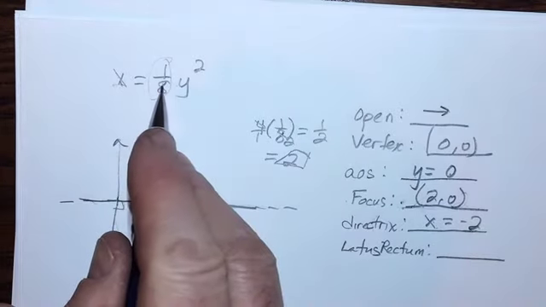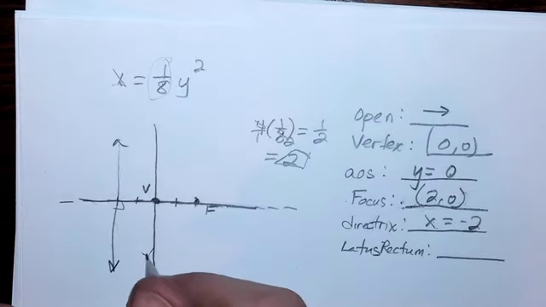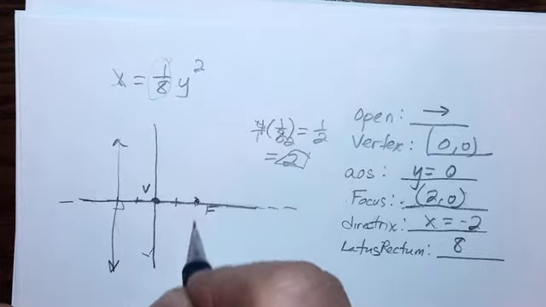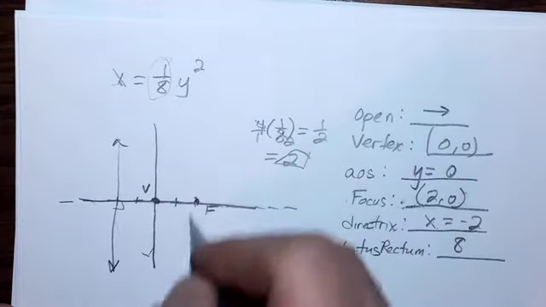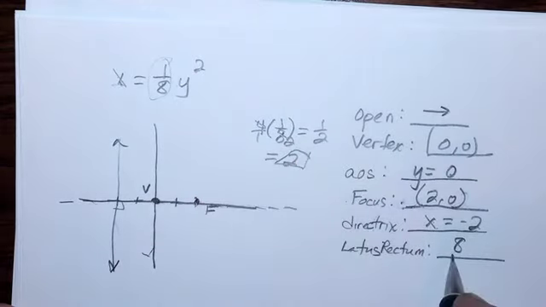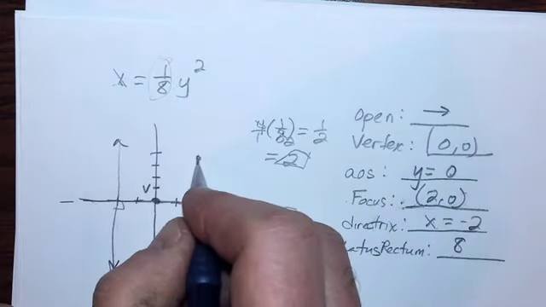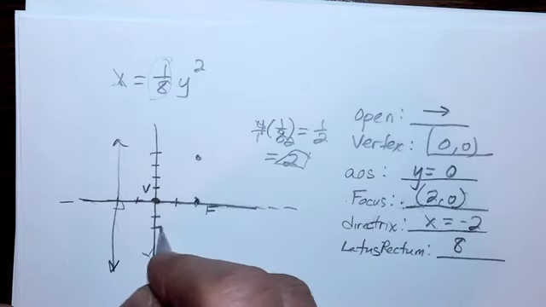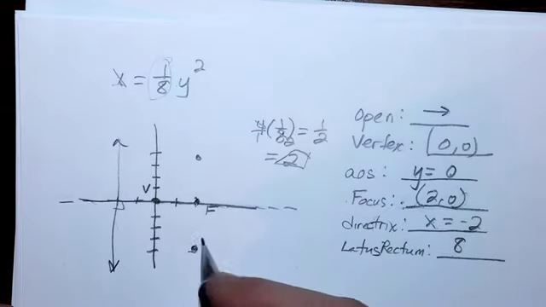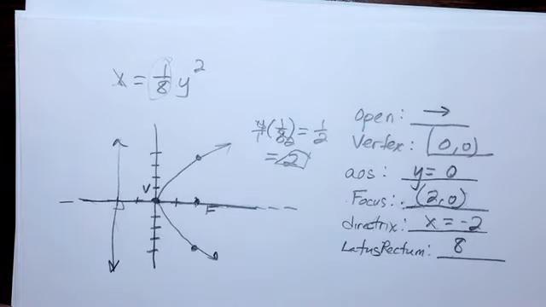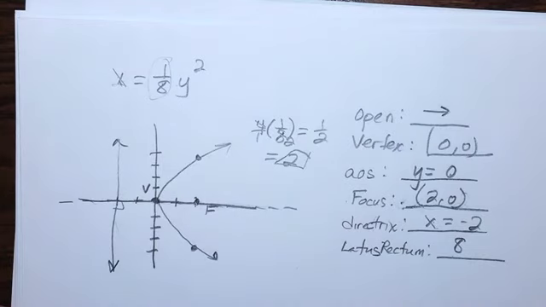Latus rectum, we take A and we flip it upside down and make it be positive. And so this would be 8. From the focus point, I know this chord, because my parabola opens this way, from one side to the other, I know it has a total length of 8. So I'm going to go 1, 2, 3, 4, half of that up from the focus point, and 1, 2, 3, 4, half of it down. And now I can sketch in my parabola. And I found the parts, and I sketched the parabola. Okay? That's the idea behind it.